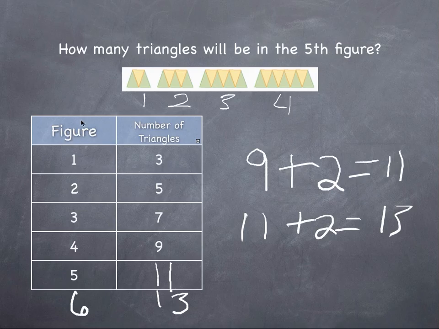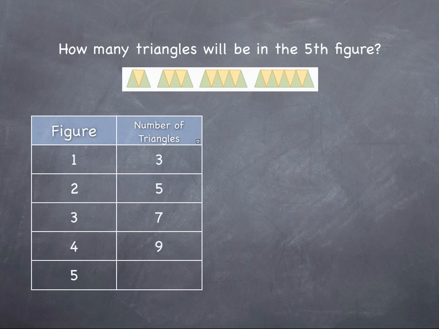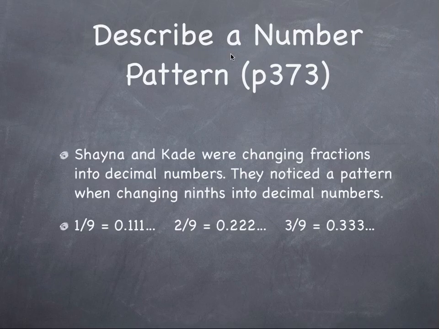So as the figures go up by 1, the triangles are going up by 2, and we can use that to help us predict how many triangles we're going to get. So that's using shapes. Patterns with shapes. That's the first part. The next thing we're going to take a look at is describing a number pattern.